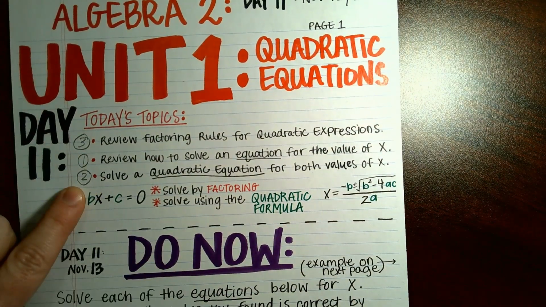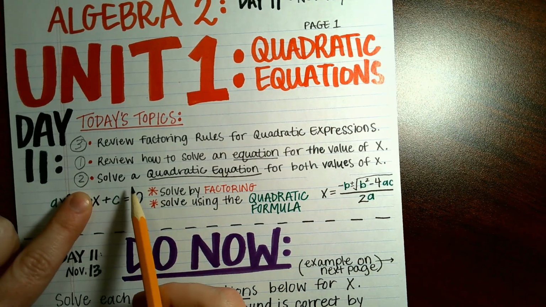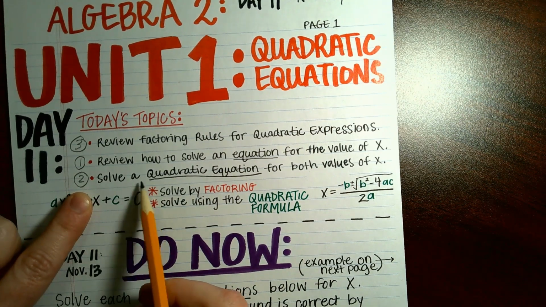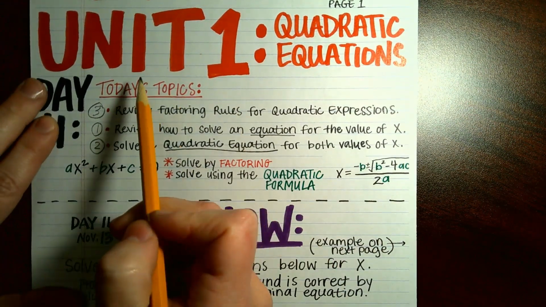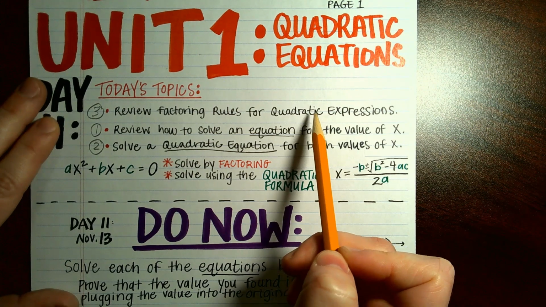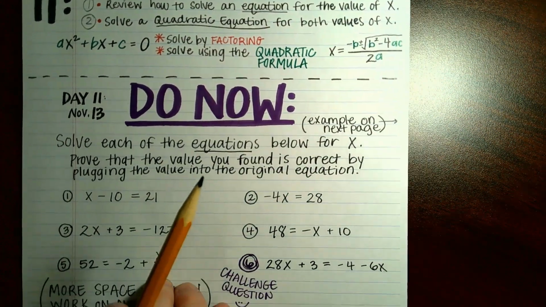Then we're going to take those rules and we're going to learn how to do those bonus questions that we had on our quiz. We're going to be solving quadratic equations. And we're also going to review our factoring rules since we'll be using those to solve. So let's go ahead and look at our do now.